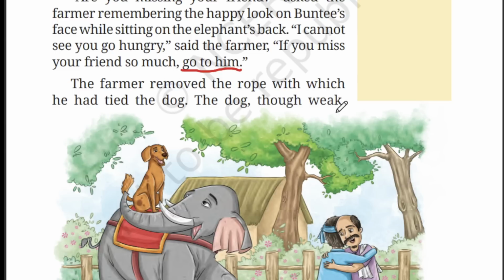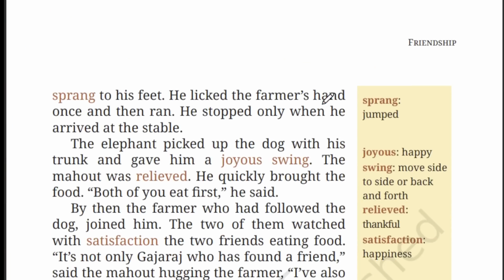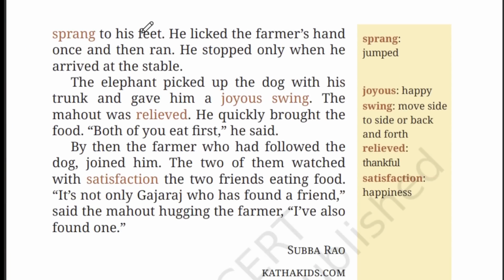The dog, though weak, so the dog didn't eat for two to three days, right? Though he is weak, what did he do? Sprang on his feet. Sprang means jumped on his feet. He licked the farmer's hand once and then ran. He stopped only when he arrived at the stable. So he kept on running to see Gajaraja. The elephant picked up the dog with his trunk and gave him a joyful swing.